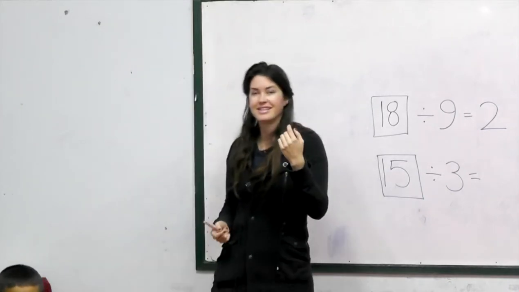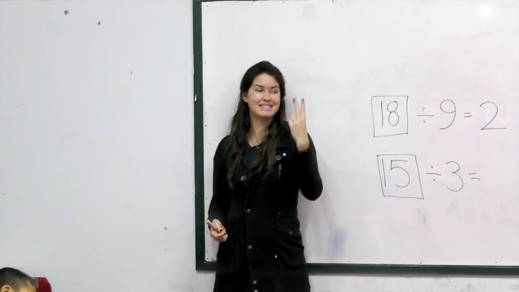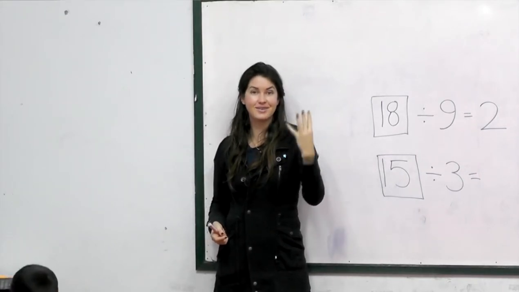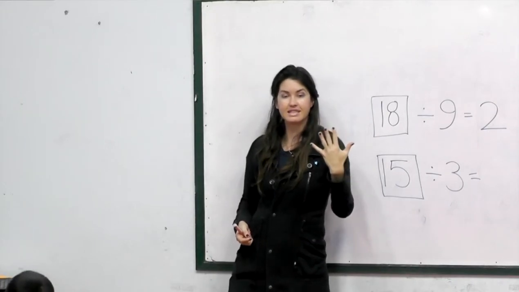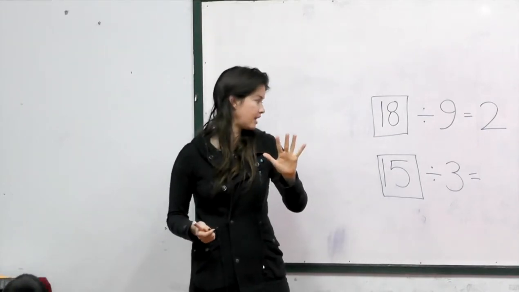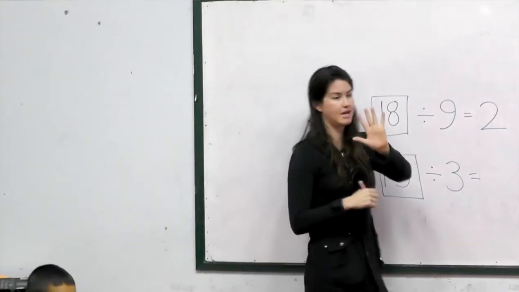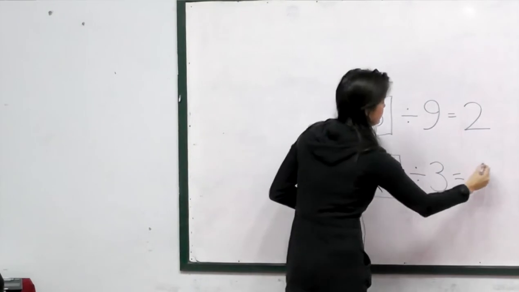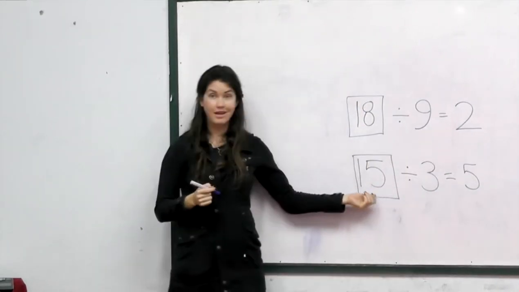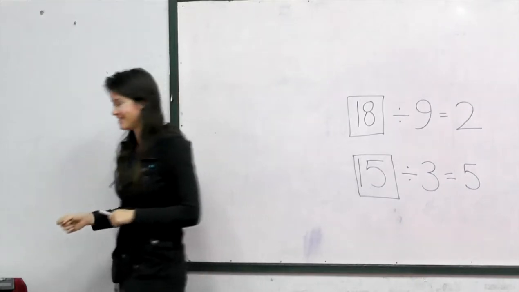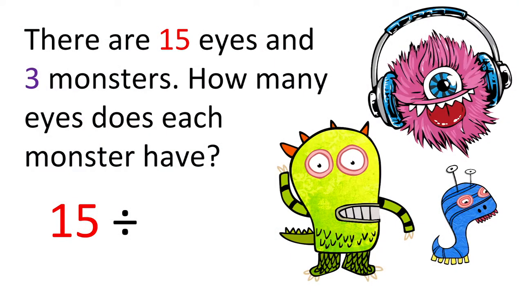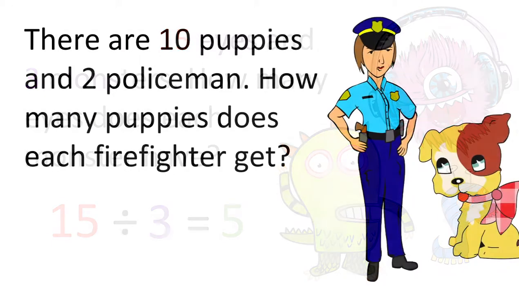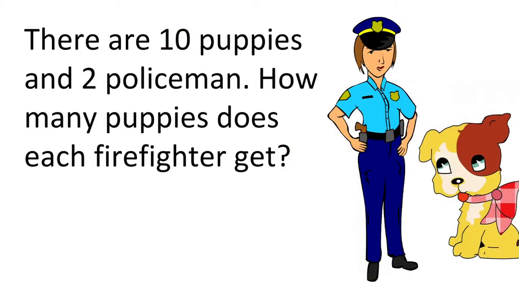3. You got it? 3, 6, 9, 12, 15. And we stop at 15? Oh, 15 is what we're looking for. Good. How many fingers? 5. And no R because we're looking for the number 15. Very nice, friends. Let's just double check on our PowerPoint. We have 15, our biggest number first, divided by 3, our other number, and it equals 5 because we counted by 3s all the way up to 15, and that's where we stop.